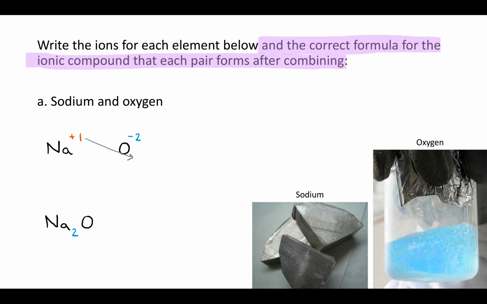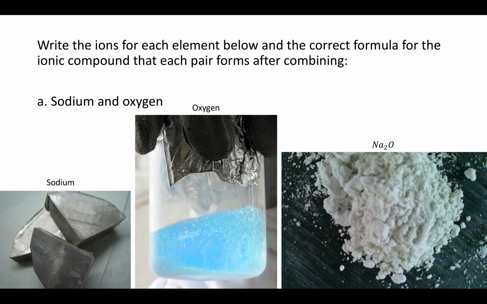Now you don't write the number 1 because by writing the O, you know that you have one of those atoms. So you don't need to write the 1 in. And that is the formula for the compound that you form when you combine sodium with oxygen, Na2O. So when you take sodium and mix it with oxygen, you get Na2O.